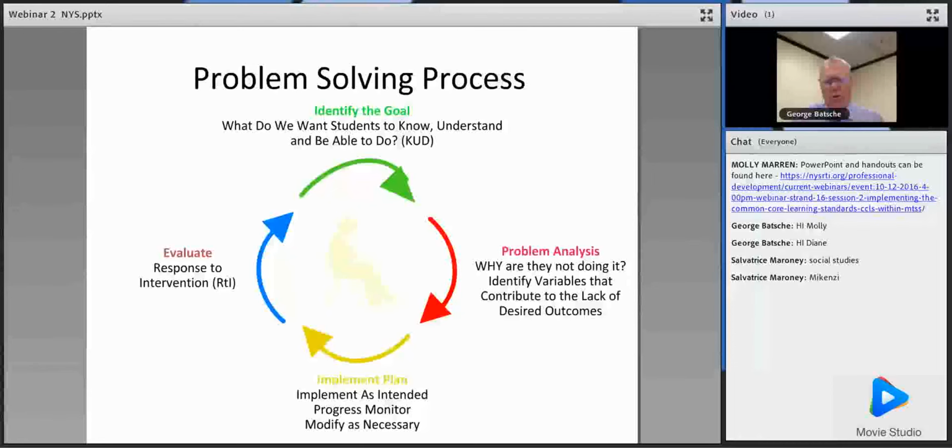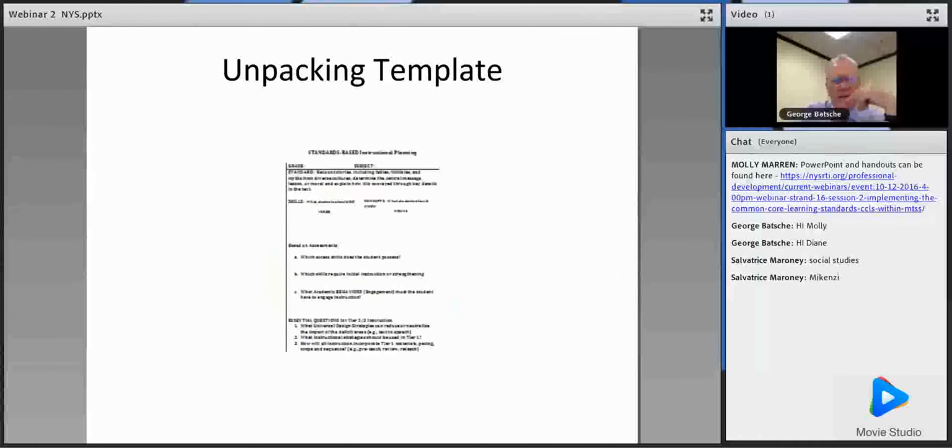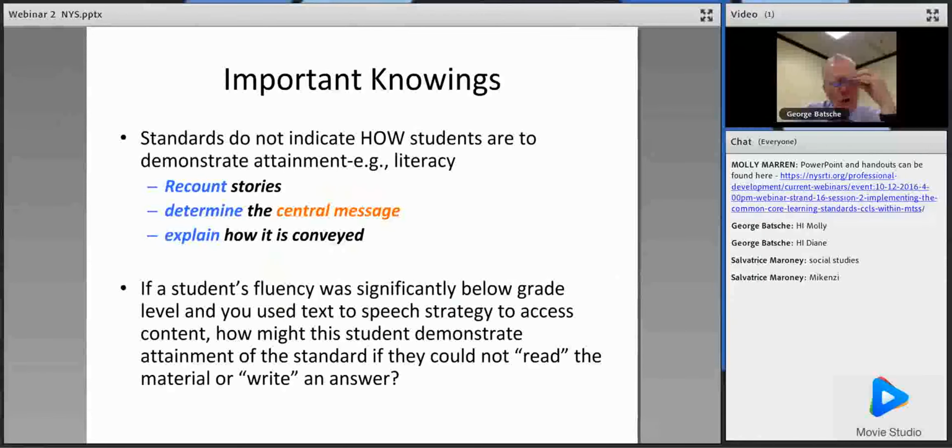So the problem-solving process is driven by the learning goals that come from the Common Core Learning Standards. What we don't want to do with the problem-solving process is to focus on what's wrong with the kid. The kid can't read, the kid can't do this. We should have that first step aligned for academics, aligned with the Common Core learning standard that the kid is at risk for not attaining. And we'll do a lot more with that next time.